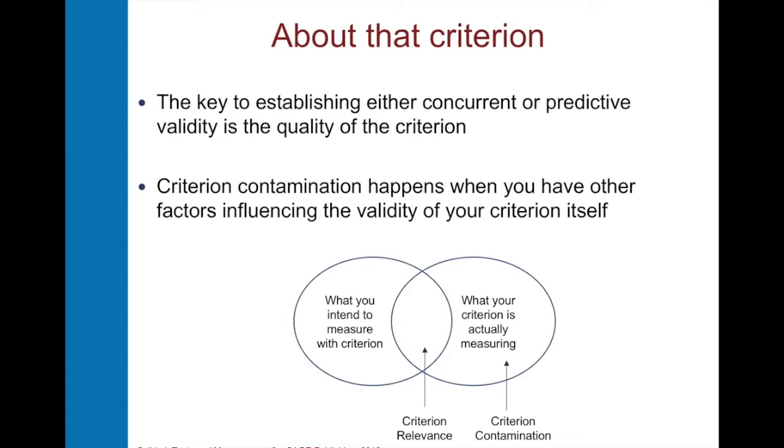If you keep these things in mind, basically what you want is this middle ground over here, between what you intend to measure with the criterion and what your criterion is actually measuring. You want the stuff here that is in the middle. So for the exam, know what criterion contamination is, which is basically when your criterion is measuring other things that are not relevant to what it is that you're trying to measure. And know also what makes a criterion a good criterion, which is basically when your criterion is giving you a meaningful reflection of what it is that you're trying to measure.